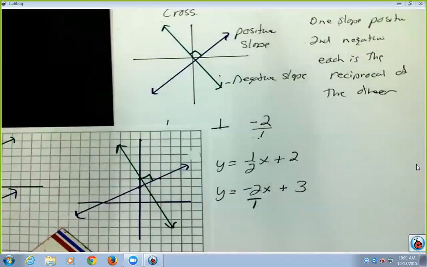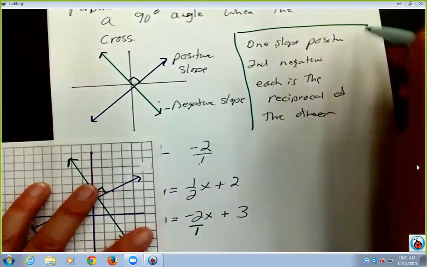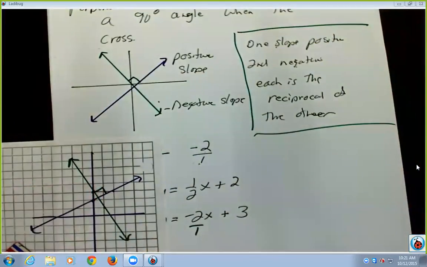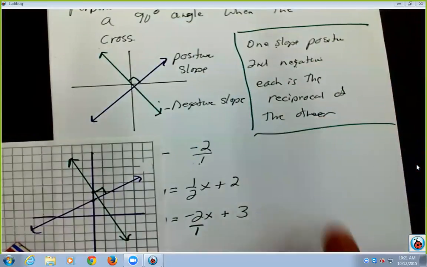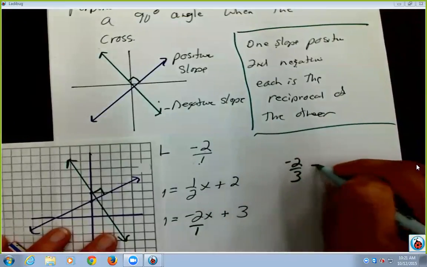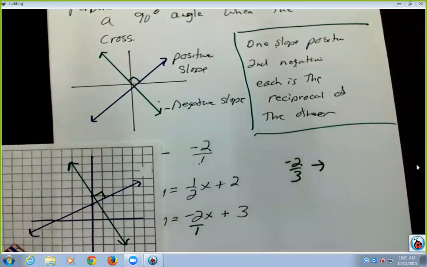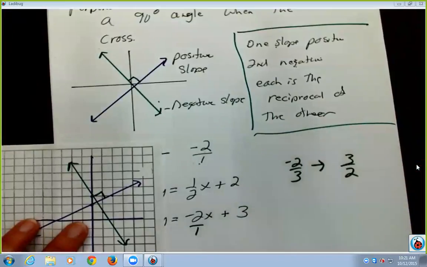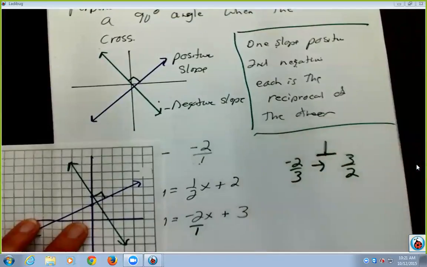Okay, so the big key on this whole thing is one slope's positive and the other is negative, but they're reciprocals of each other. Okay, so if you were given the slope of -2/3, what would its perpendicular slope be? +3/2. Yep. That is to get a perpendicular out of those.